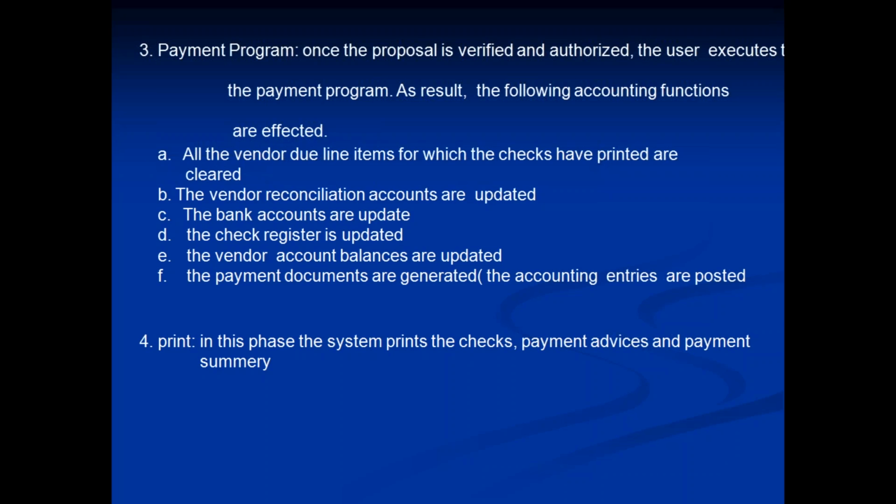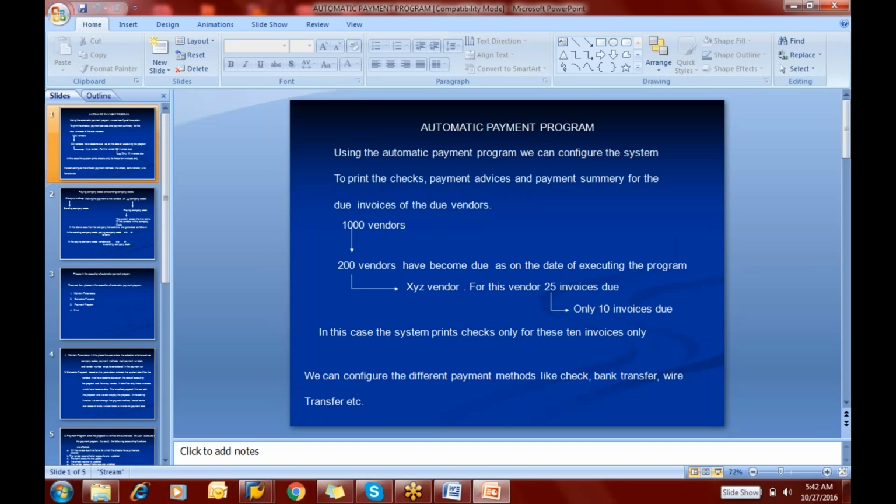In this step, we get the payment document. What are these payment documents? We will get the checks, payment advice, and payment summary. All these payment documents we can get printed. For the printing of these documents, we go for step number 4, where it will print the checks, payment advice, and payment summary. So these were the steps we have for the automatic payment program.